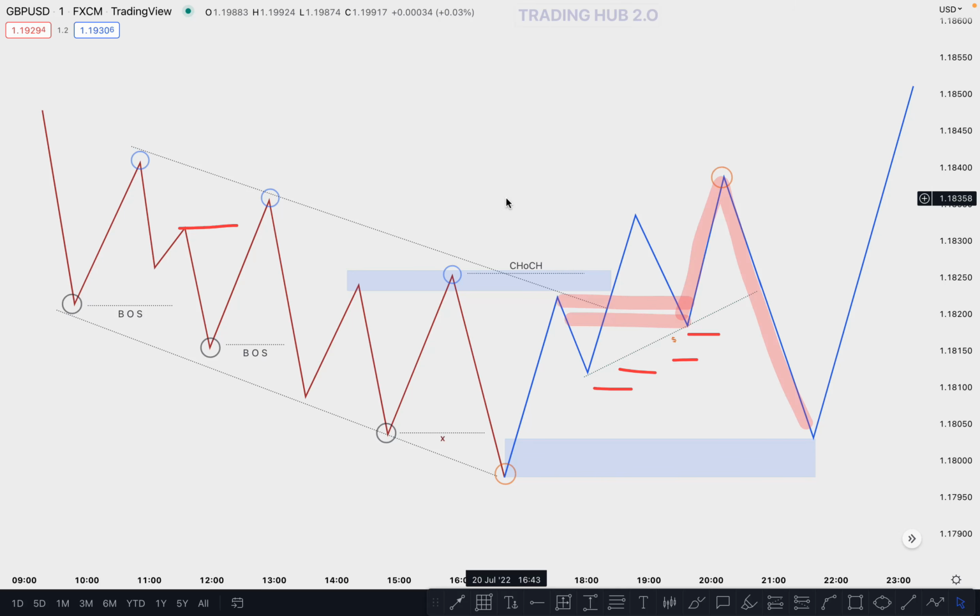Okay, now let me switch to the chart, then I will show you exactly how liquidity actually works, how you get trapped in the market, and how you can be different from others. Let me switch to the real chart.